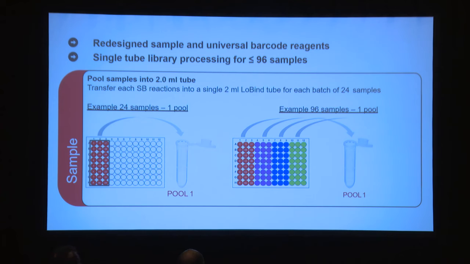The other difference in version 2, and this is actually for the bigger labs, is that you don't have to pool into 4 different tubes. Now you can pool them into one pool, because they have a redesigned universal barcode that can have 96 unique library samples.